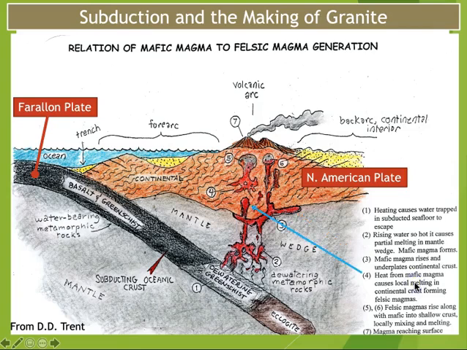4. Heat from this magma partially melts the continental crust, forming felsic magmas. 5 and 6. The felsic magma rises along with mafic magma, possibly mixing. And 7. Some of this magma may reach the surface to erupt as a volcano.